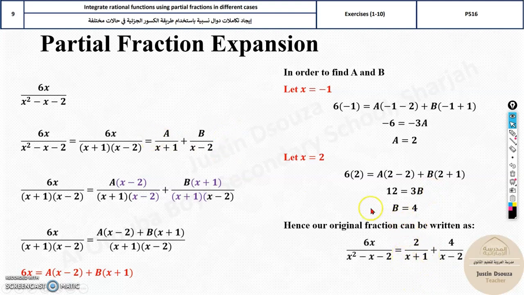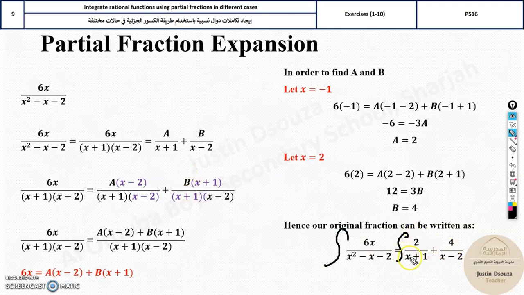And now we can rewrite this fraction. The given one is equal to this. All this method is not of integration. It is just to rewrite this. Integral of this is equal to integral of this. Now I can easily solve it, right?